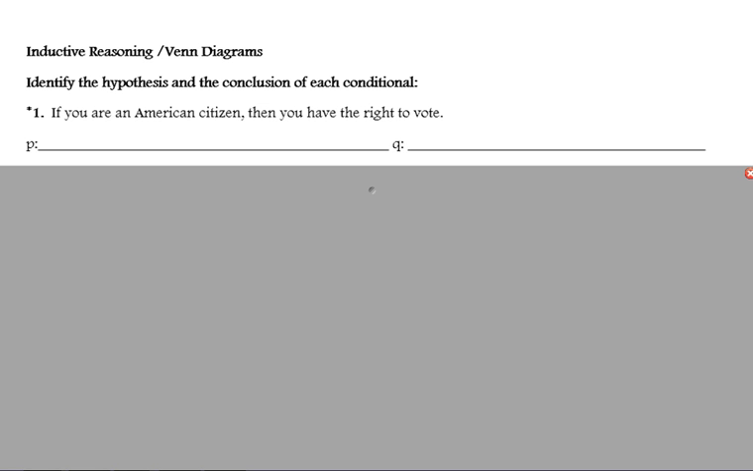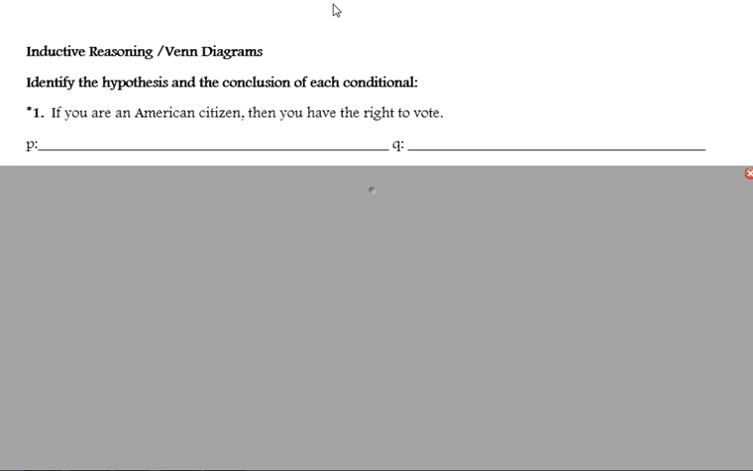Alright, this video is designed for those of you that are working on the inductive reasoning / Venn diagrams practice worksheet, and you would like to do the problems with the asterisks next to them together. So the first problem says to identify the hypothesis and the conclusion of each conditional.